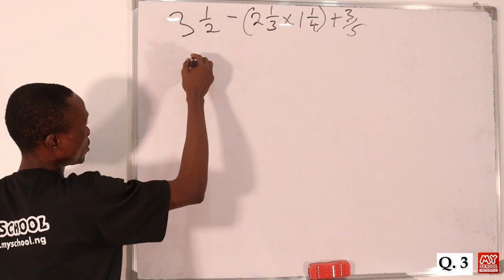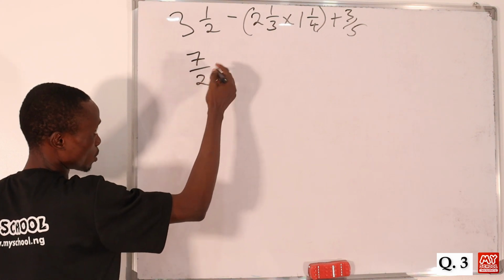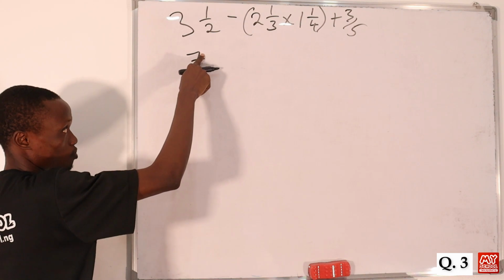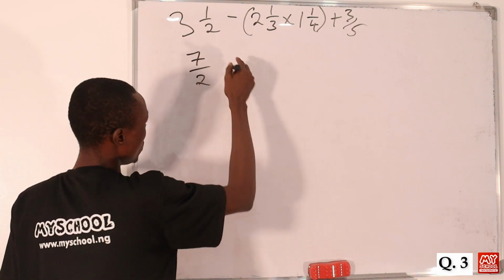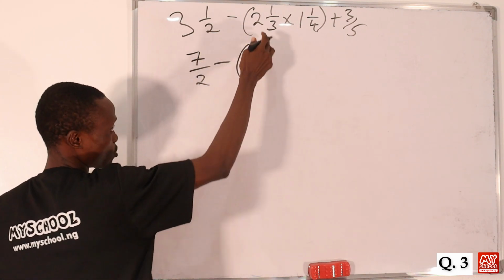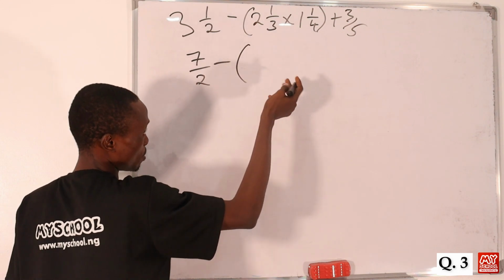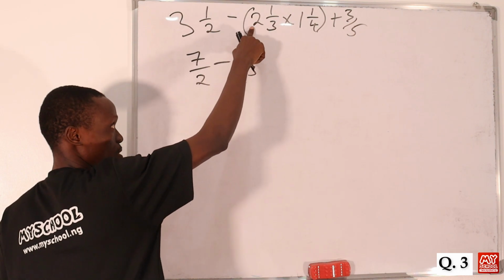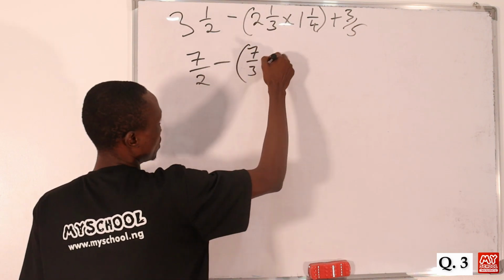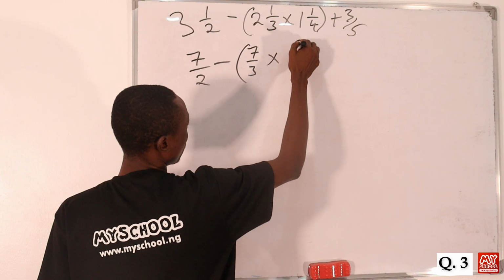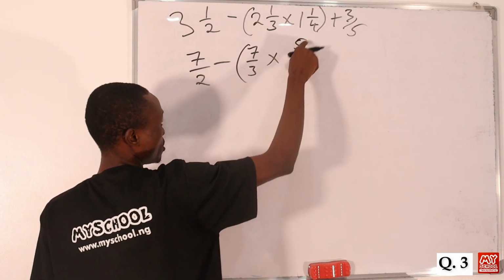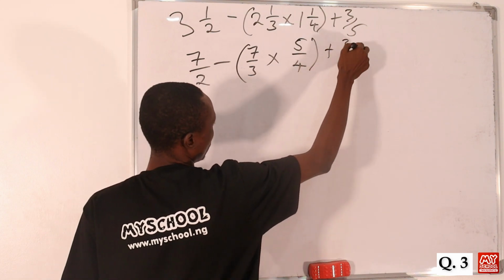If we convert here, we'll have 7 all over 2, which is 2 times 3, which is 6, plus 1, which is 7. So our denominator still remains. So let's deal with what's in the bracket. If we convert what's in the bracket, we'll have 7 over 3 in this case. 3 times 2 is 6 plus 1, which is 7. Then times, here we'll have 5 over 4. 4 times 1 is 4 plus 1 is 5. Then plus 3 over 5.